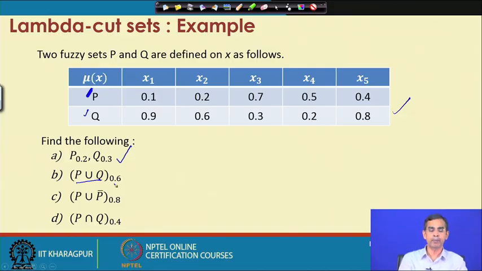So, the idea is that we first obtain the fuzzy union of these two fuzzy sets P and Q, and then for the resultant fuzzy set we can apply 0.6, and we obtain the result of P union Q for this 0.6 lambda set. Similarly, this one and this one also can be calculated. So, the idea can be extended to complex formulations relating to two or more fuzzy sets as well.